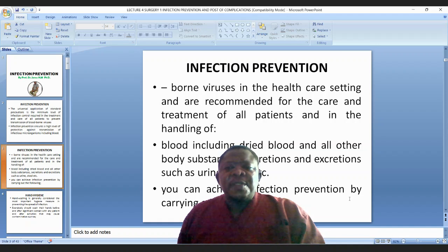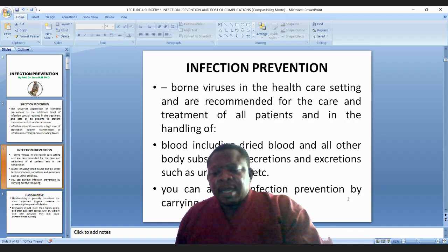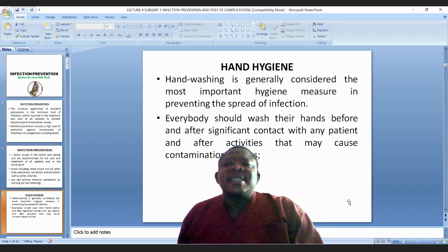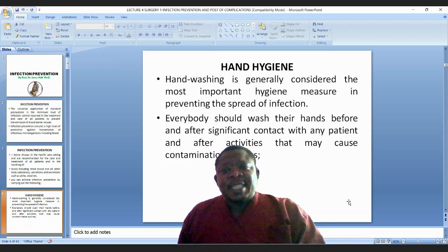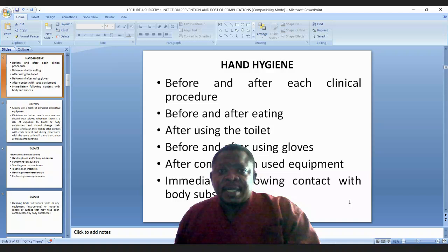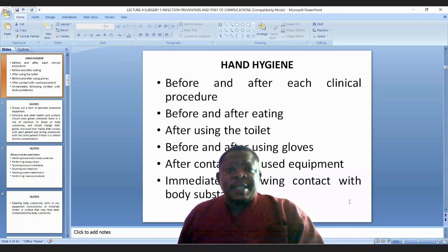You can also achieve infection prevention by carrying out activities like hand washing. Hand washing is generally considered the most important hygiene measure in preventing spread of infection. You can prevent infection through hand washing if everybody washes their hands before and after significant contact with any patient and after activities that may cause contamination. Activities that may cause contamination include, let's say, before and after each clinical procedure.